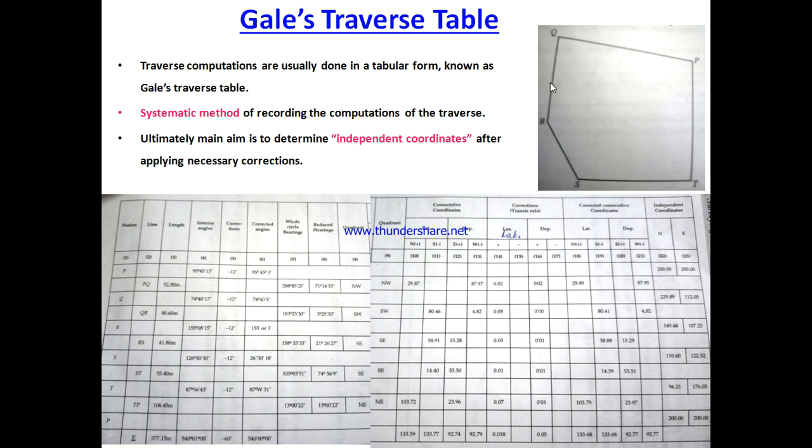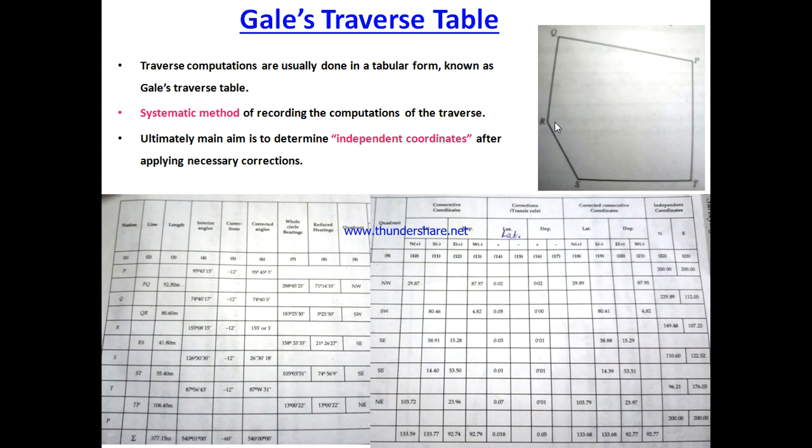Now for the southwest quadrant, as per sign convention, we have to take latitude and departure both values negative. So latitude is equal to L cos theta, which comes as 80.46, where L is 80.60 meter and theta is 183 degree 25 minute 30 second. By computation, L sin theta for the departure value comes as 4.82, which we need to put in the negative direction, that is west direction or westing.